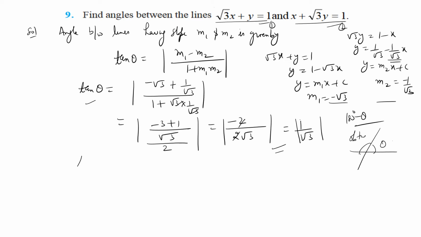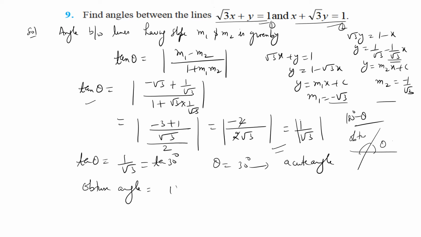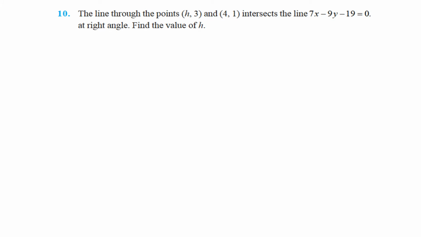So if tan theta is, I take the positive value, 1 by root 3, you know the angle is 30 degree, right? So the acute angle is 30 degree. And what will be the obtuse angle? Obtuse angle will be 180 minus 30, that is 150 degree.